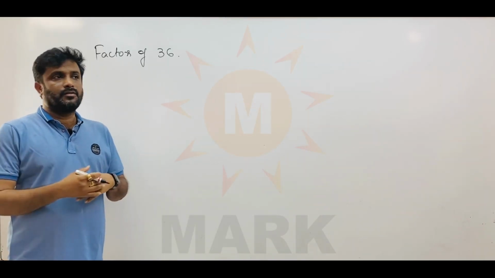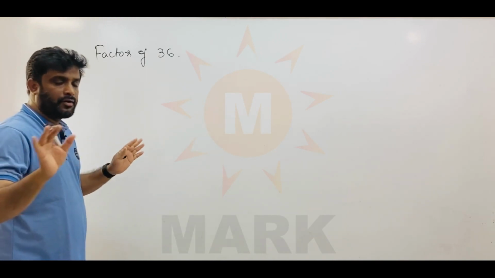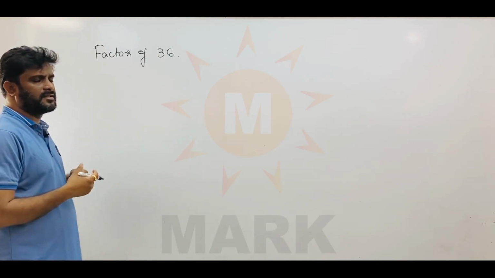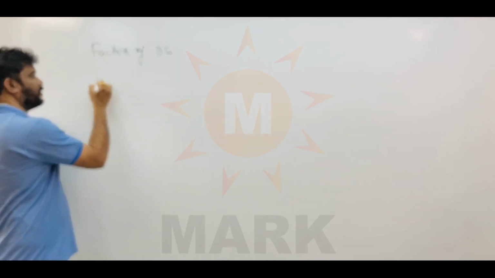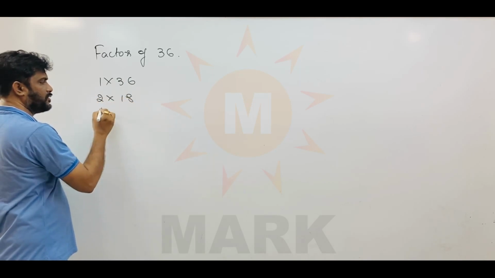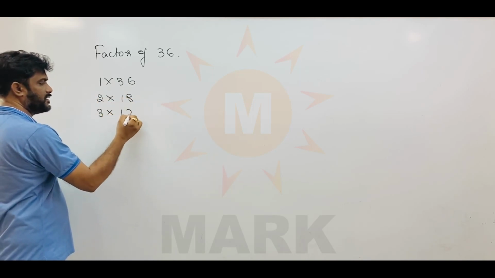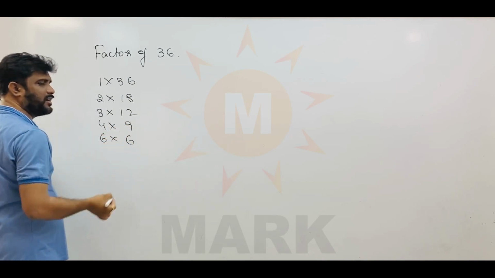Friends, now let us find the factors of 36. In general, I am not using any procedure. 36 is a very small number, and we know what the factors of 36 are. So 1 into 36, we can write like this. 2 into 18 is equal to 36. 3 into 12 is equal to 36. 4 into 9 is equal to 36. And 6 into 6 also gives 36.